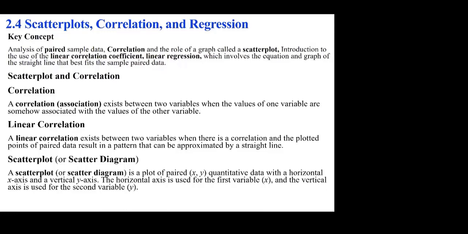And this last one, could somebody read that, please? Scatterplot. A scatter plot or scatter diagram is a plot of paired x, y quantitative data with a horizontal x-axis and a vertical y-axis. The horizontal axis is used for the first variable x, and the vertical axis is used for the second variable y. Thank you so much.